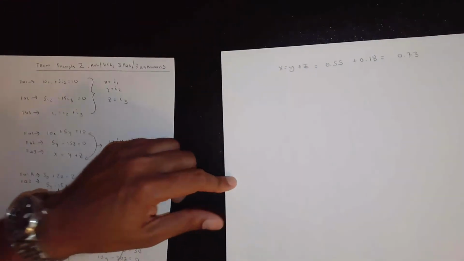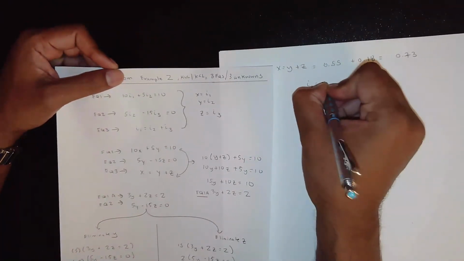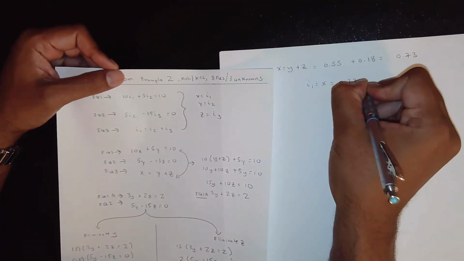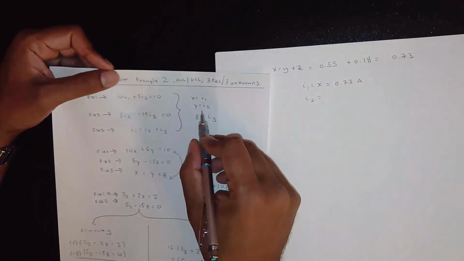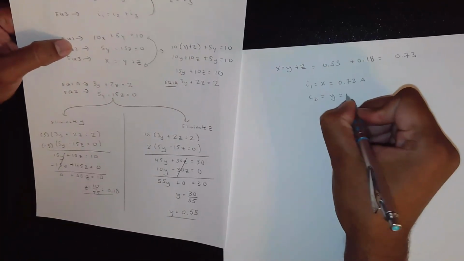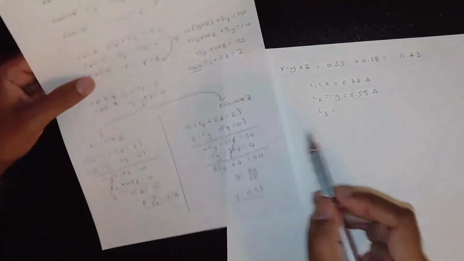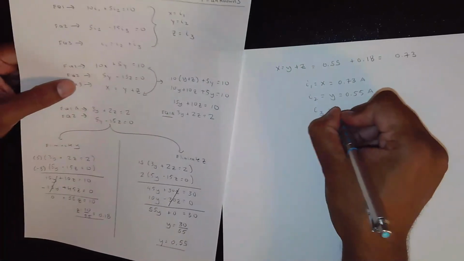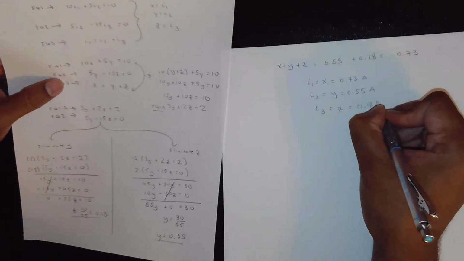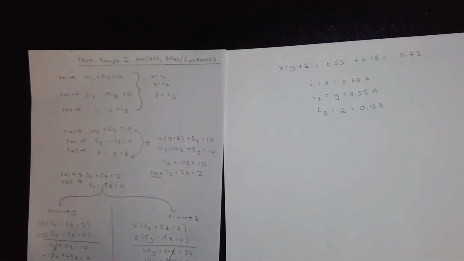Now what does that number mean? This is a 7, by the way. What does that mean? That means my x is equal to I1, so I1 is equal to x, which is 0.73 amps. I2 is equal to y, and my y value, again, from here is 0.55, so it is 0.55 amps. I3 is equal to z, which is equal to 0.18 amps, and there's my answer. I'm going to go ahead and show you how to use the equation solvers to get this in the next video.